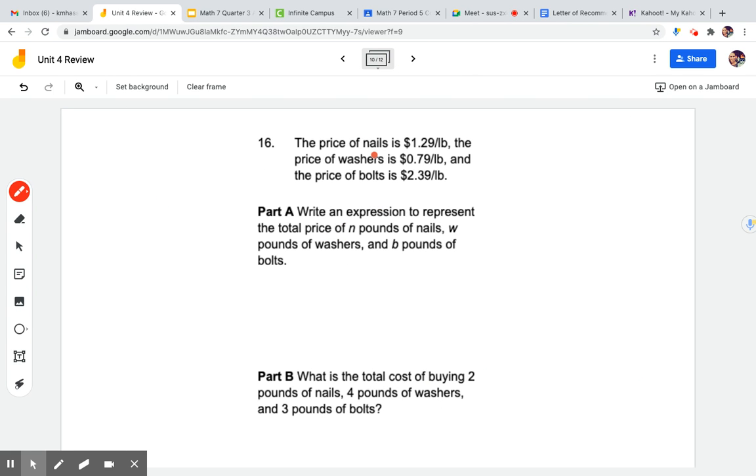For number 16, we're going to set up the expression for part A, and then for part B, we're going to solve it. For part A, here's my expression, $1.29 per pound of nails, N plus 79 cents per pound of washers, W, and $2.39 per pound of bolts. And we don't use the dollar sign in our expression. There's enough symbols going on. Next, we're going to evaluate. So for part B, they tell us how many pounds of nails, washers, and bolts. So I'm going to put those in the correct spot, and then I'm going to solve.